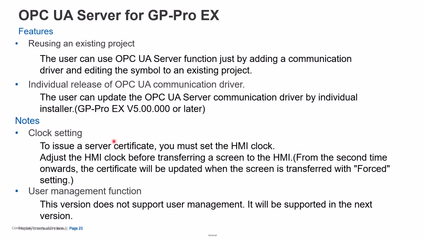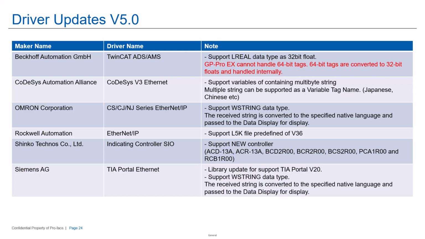Okay, this is if you're going to be doing any kind of secure connectivity where you're exchanging server and client certificates, make sure that you set the HMI clock, because when the certificates get created in the HMI, it's going to use the clock setting. Many clients, if the time in the certificate is not correct, the client is going to say, no, I'm not going to connect to you. Okay, and then currently in this first release, we're not supporting any kind of user management. Okay, so that's all about OPC UA.